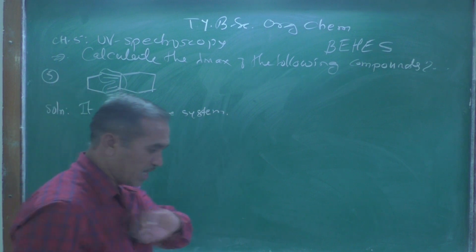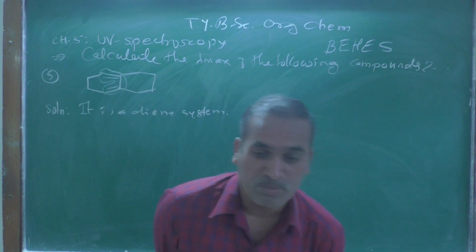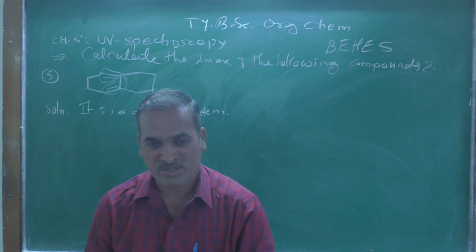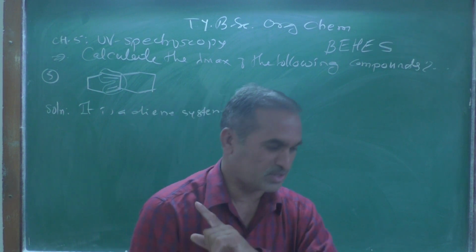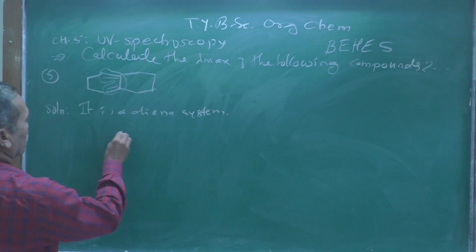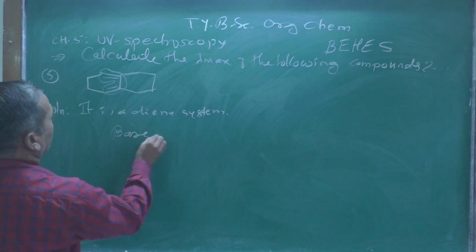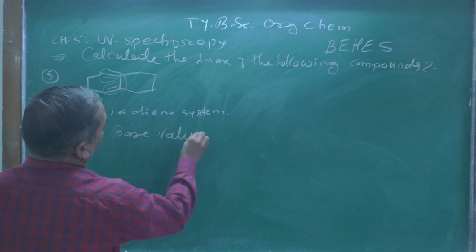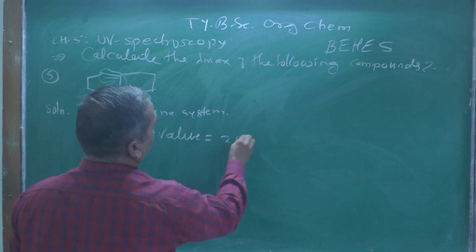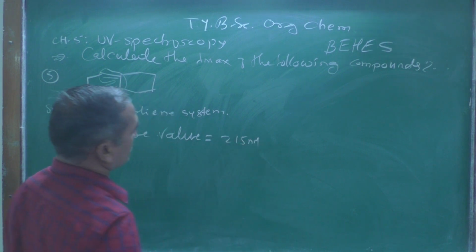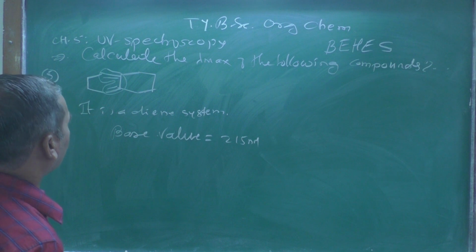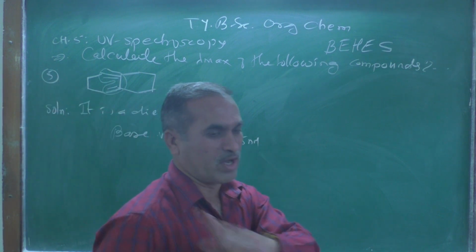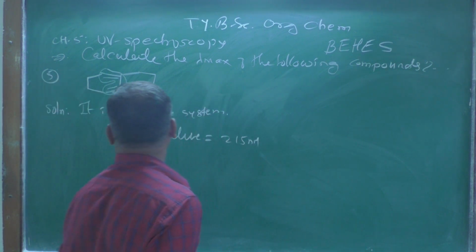And once it is a diene system, what would be the base value for a diene system? Yes, you know that the base value will be 215 nanometer, right? That is the only base value for this.